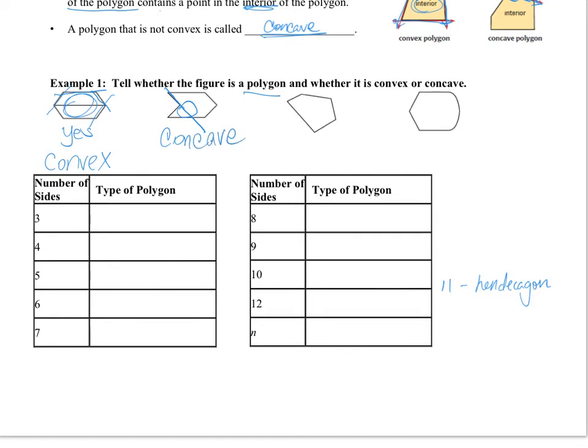And the next shape is convex, because none of the sides will intersect the interior of the polygon. And for this fourth figure here, it's actually not a polygon because it's curved. So you don't have to worry about identifying it as convex or concave.